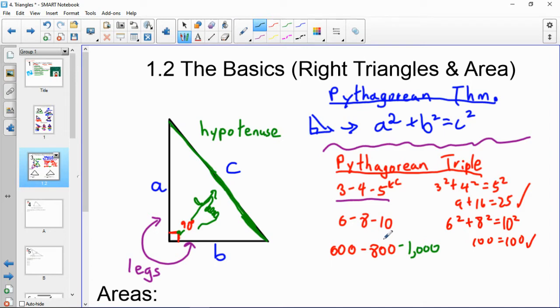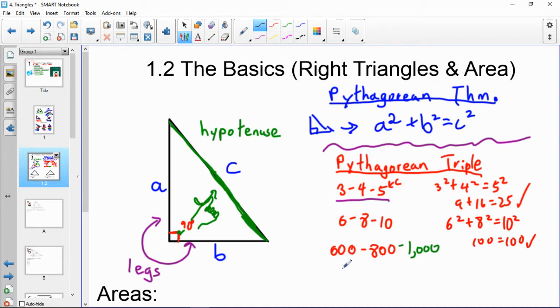And recognizing this saves you a lot of time when you're working through a problem and trying to figure out a third missing side, especially when the numbers are easy. And 3, 4, 5 isn't the only fundamental Pythagorean triple. There are other ones to remember, other ones that you can memorize and use.